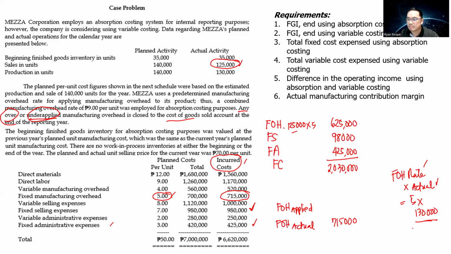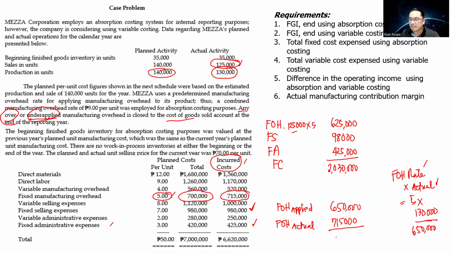130,000 times 5, that would give you how much? 650,000. So therefore, the FOH applied is 650,000. We will not use the 700,000 because this one is based on the planned level of production of 140,000. But remember, the actual is just 130,000. So we only apply based on the actual.